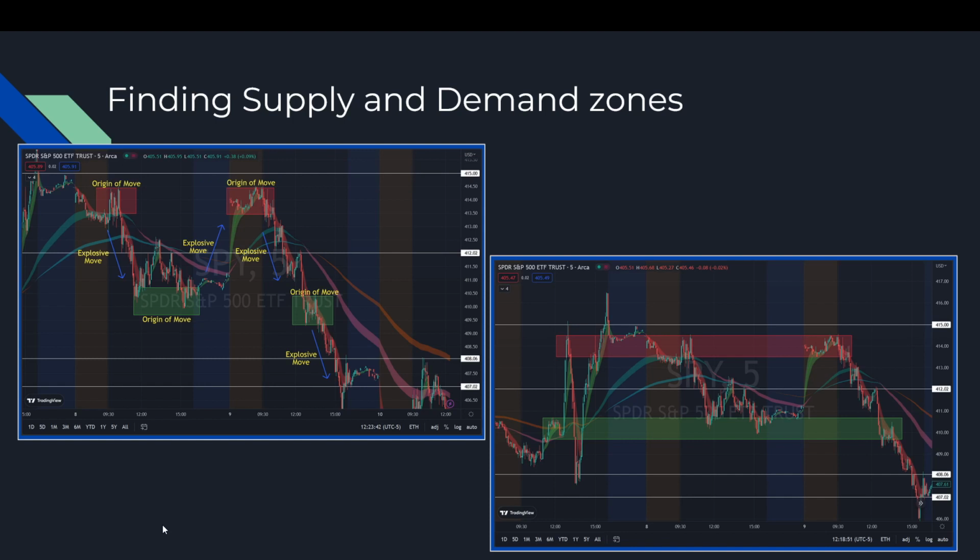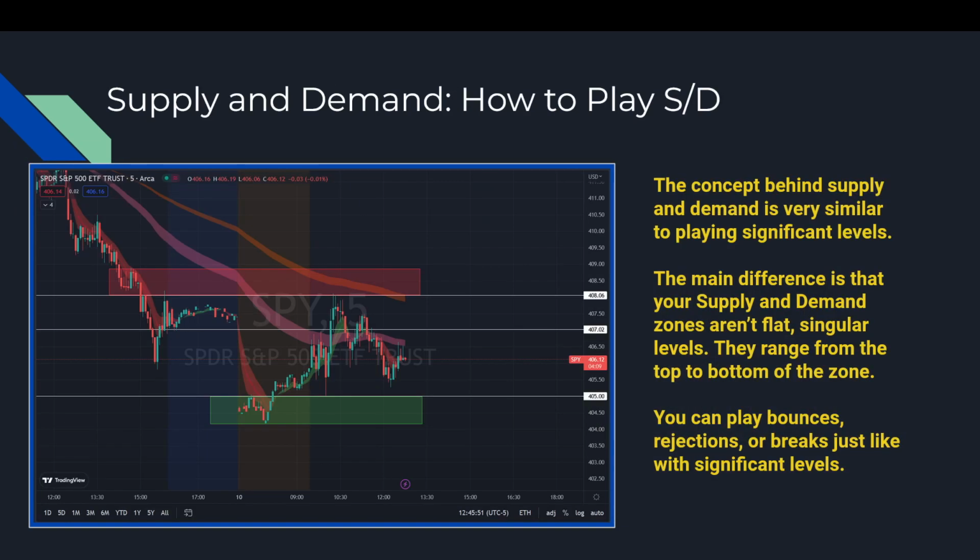And again, you play these the same exact way that you play significant levels, only for these you don't have a flat significant level. So on this chart you can see I have my white labels. Those are the significant levels I leave on my chart once I chart them. And something else to mention too, you'll see that supply and demand often line up with significant levels. So this one, the supply zone lined up perfectly with my 408.06 resistance, and the demand zone lined up perfectly with my 405 support. And this is from today's chart on SPY, Friday the 10th of February.